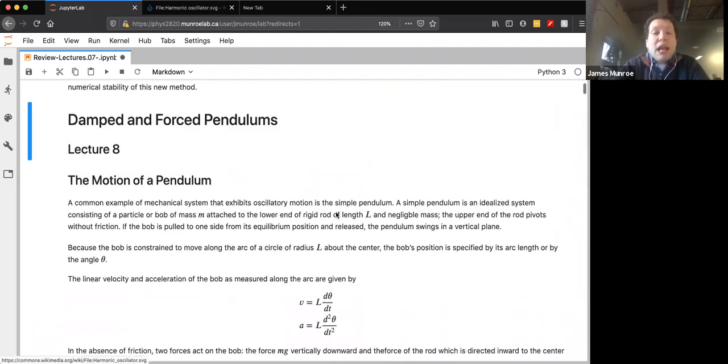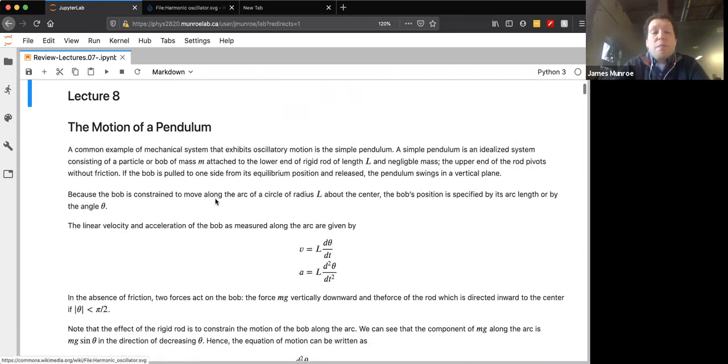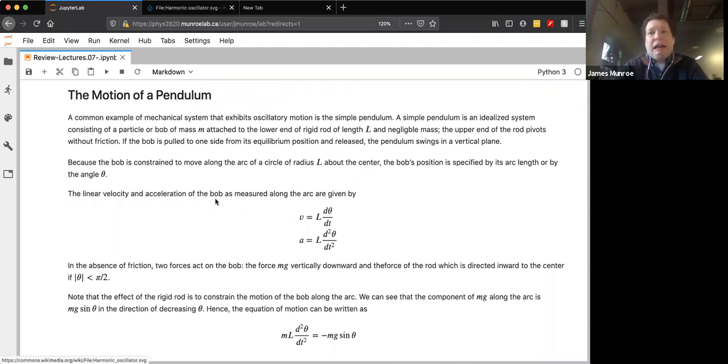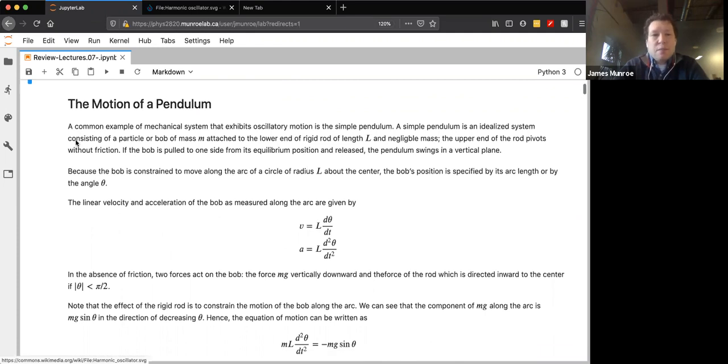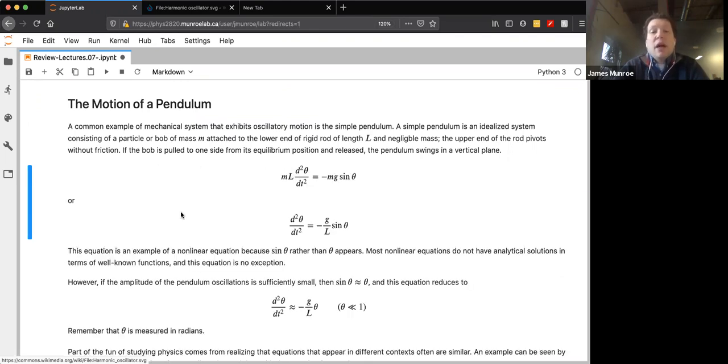In lecture number 8, we looked at not just spring mass systems, but we looked at pendulums as a case study, as an example of a kind of oscillating system. The details about how a pendulum works are not important. The details in terms of the equation are not important.